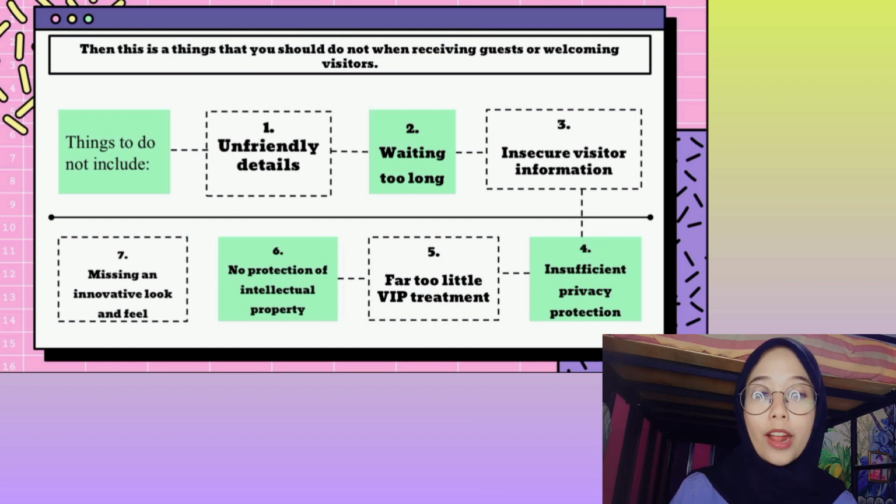in-house products and expertise. And for the last number, missing an innovative look and feel. A reception that looks professional and innovative says a lot about your company. A pioneering reception is a good way to leave a lasting impression. Visitors will be wowed by a virtual receptionist.